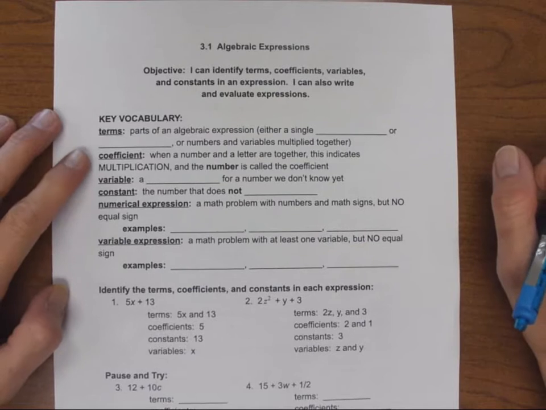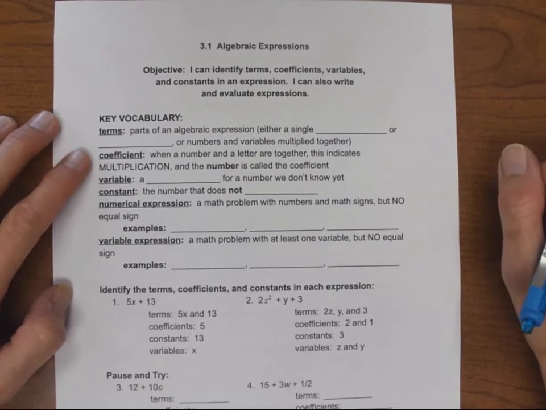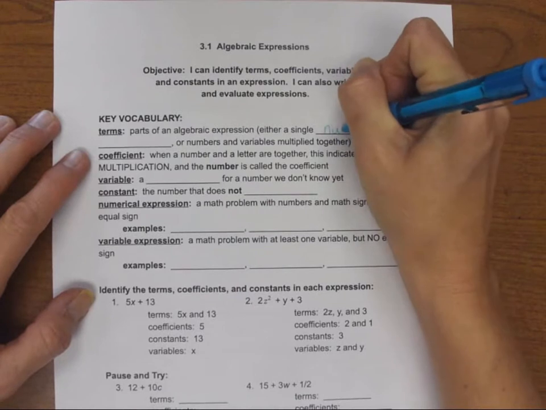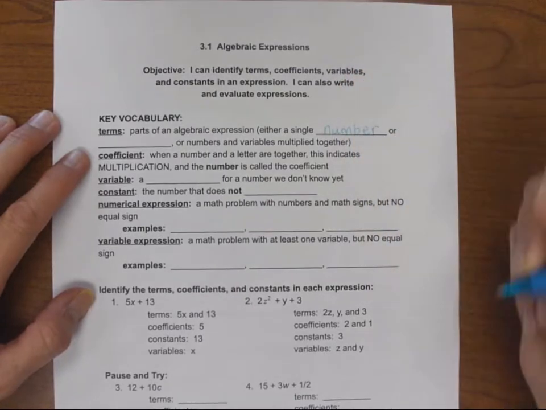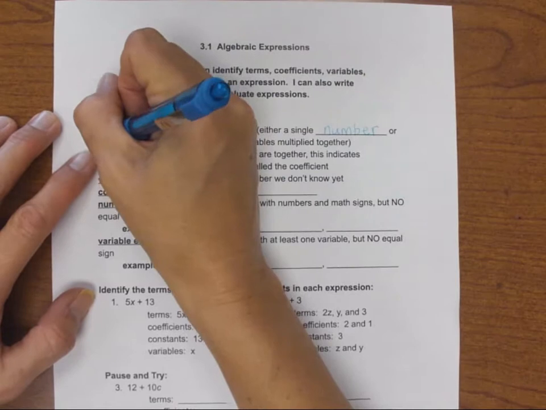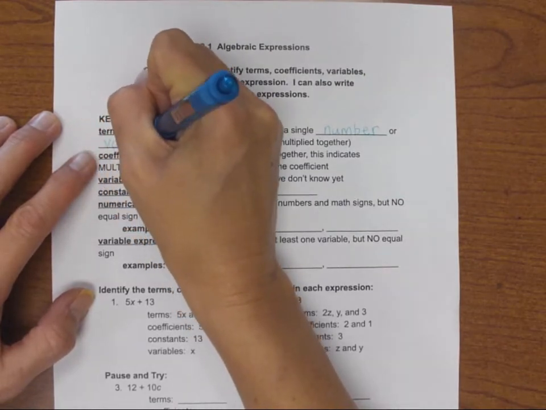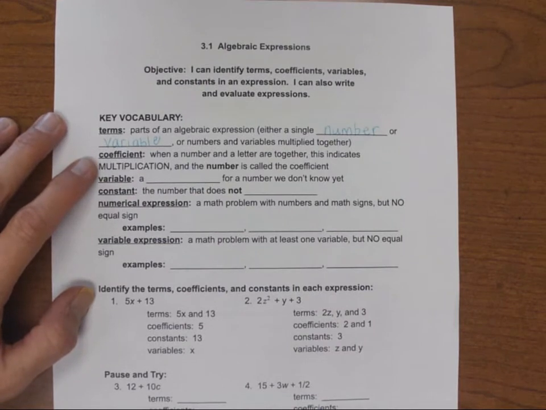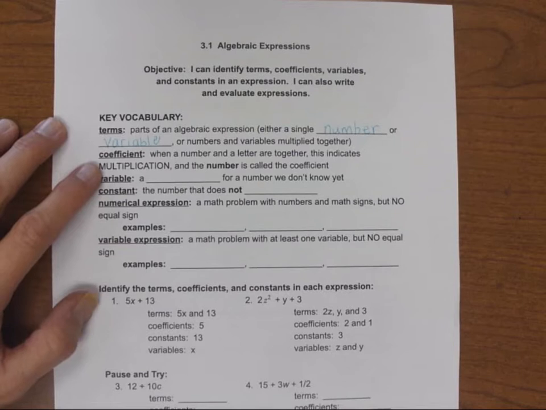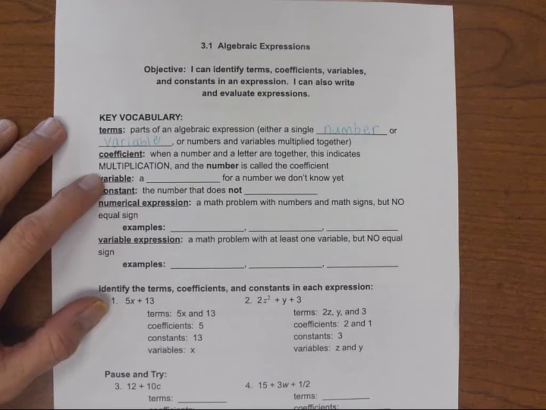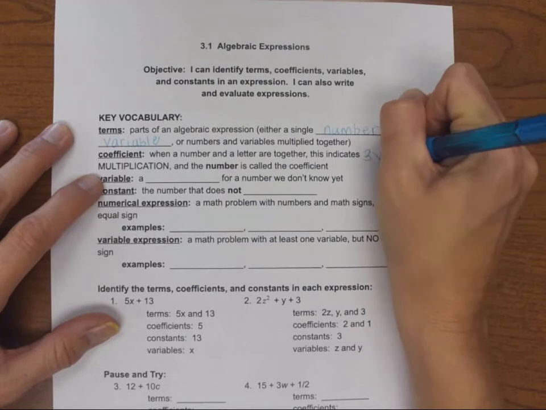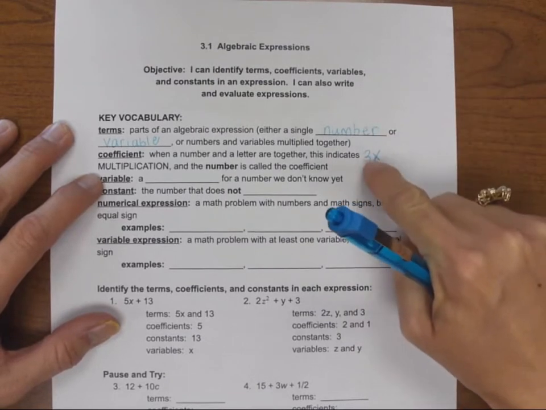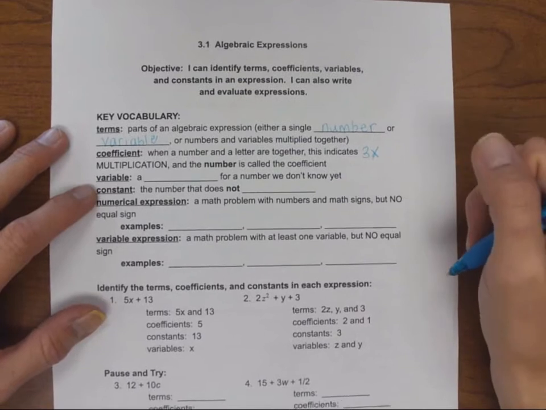Terms are parts of an algebraic expression, either a single number or variable, or numbers and variables multiplied together. A coefficient is when a number and a letter are together. This indicates multiplication, and the number is called the coefficient. So if you have 3x, it means they're being multiplied together, and the 3 is the coefficient.